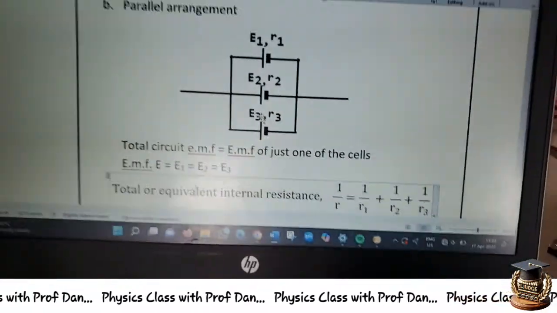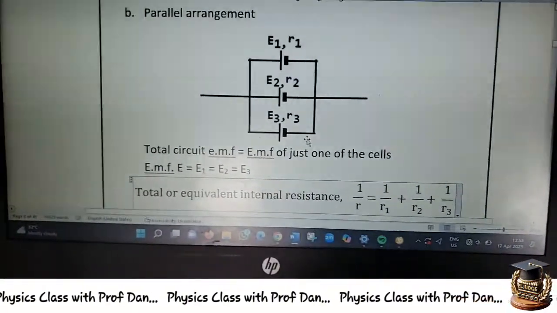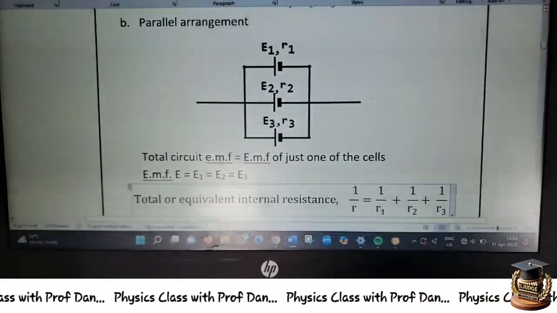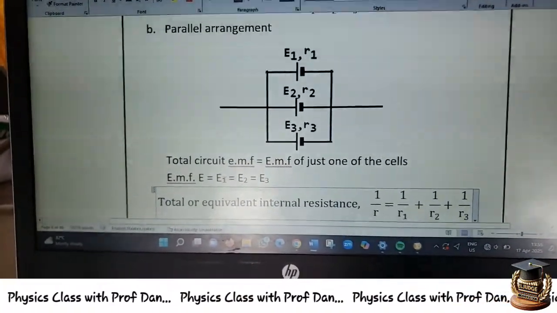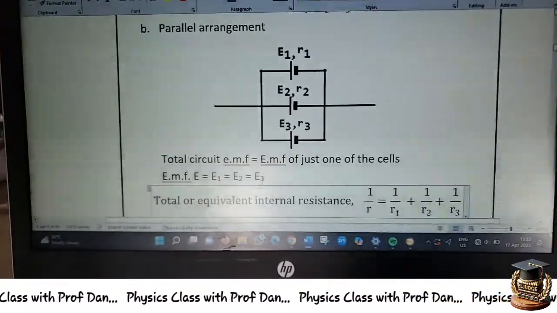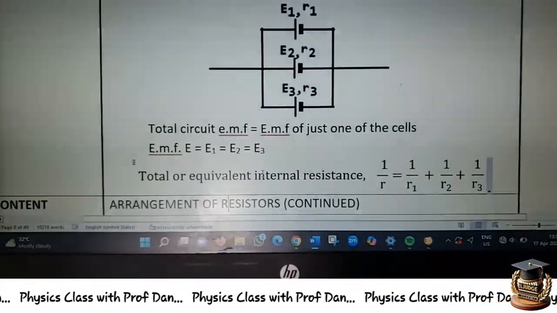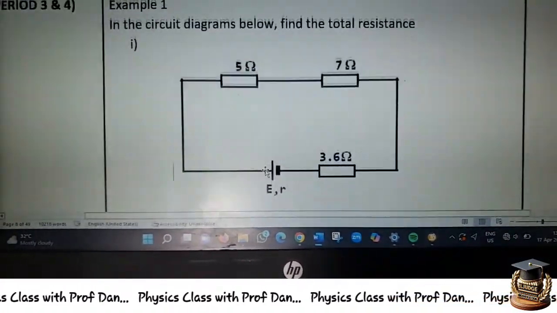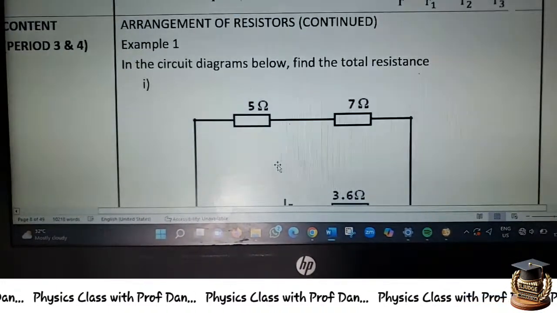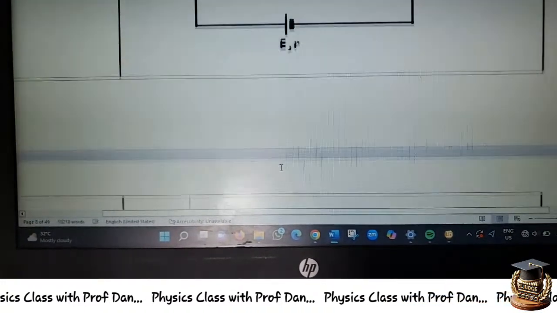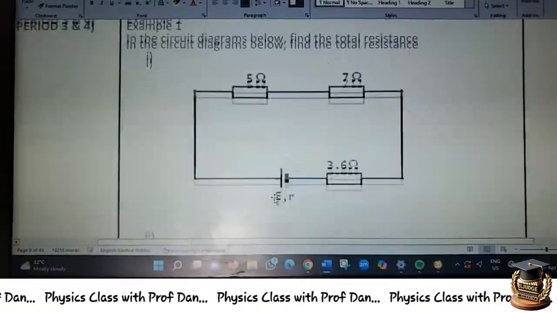So you can see I'll end very soon now. This is the total EMF, E1 equals E2 equals E3, but the current is very strong. We'll deal with the examples later. These are examples we have to deal with later.